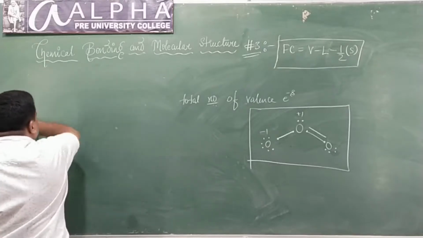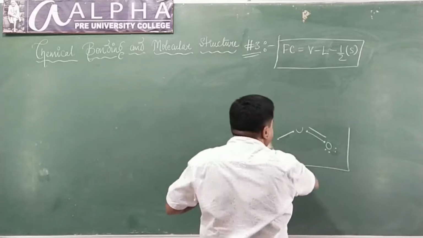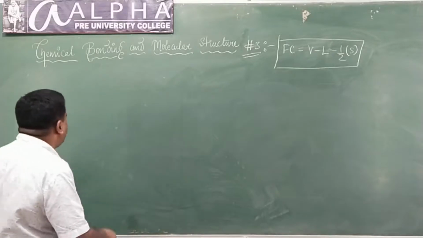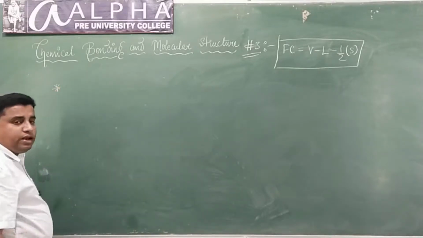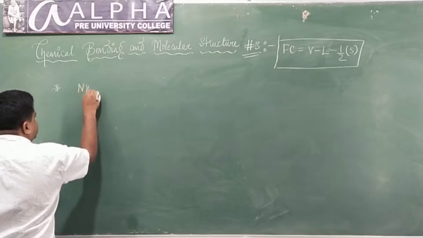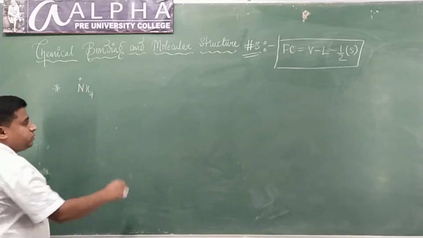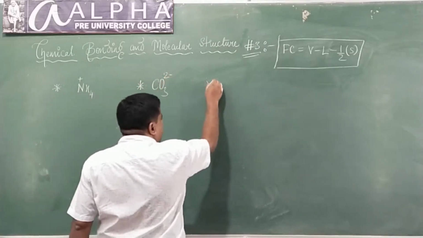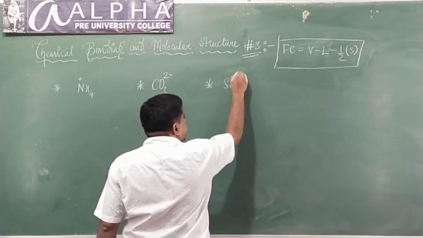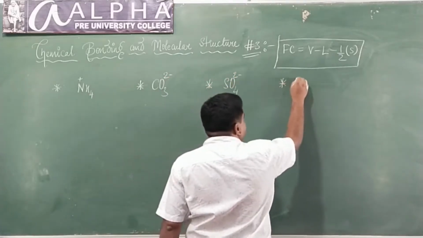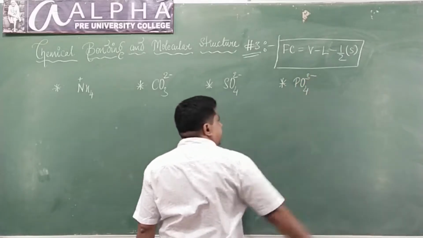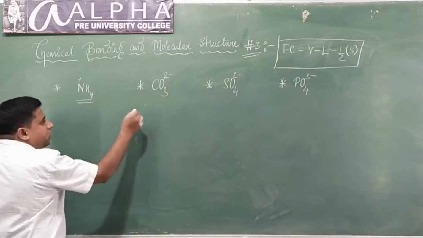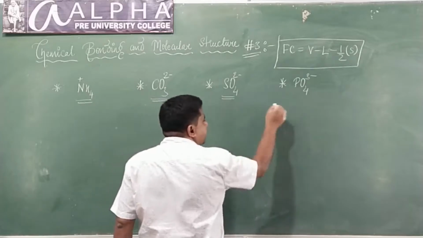So far, students, tomorrow, in the next class, in the next video, we will learn, very important, students, how to write the Lewis dot structure of ammonium ion. We will learn how to write the Lewis dot structure of carbonate ion. We will learn how to write the Lewis dot structure of SO4 2 minus and PO4 3 minus, that is, ammonium, carbonate, sulfate, and phosphate.